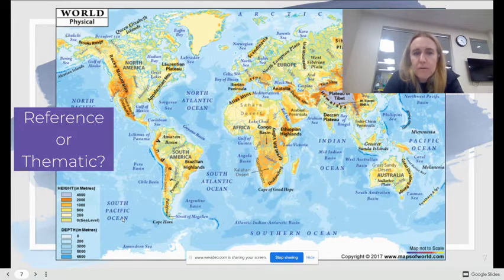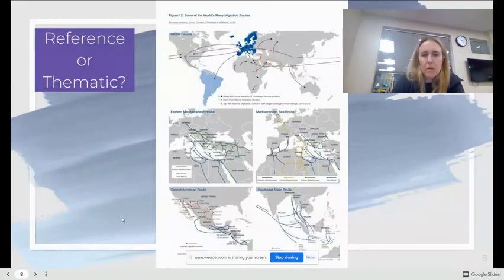So this is a world physical map. It is showing us the location of physical features, and it is showing us mountain ranges, deserts, plateaus. It shows us rivers. And because of this, this is really trying to show us the location of those places. And because of it, it is a reference map. So if you said reference map, you were correct.